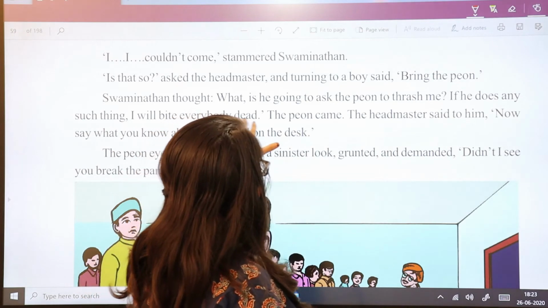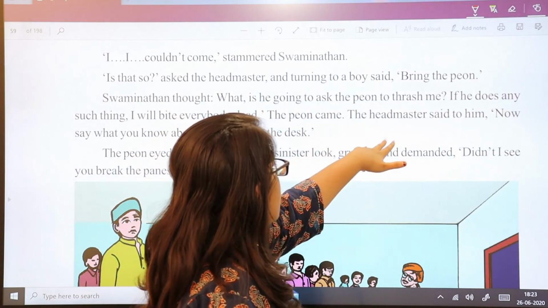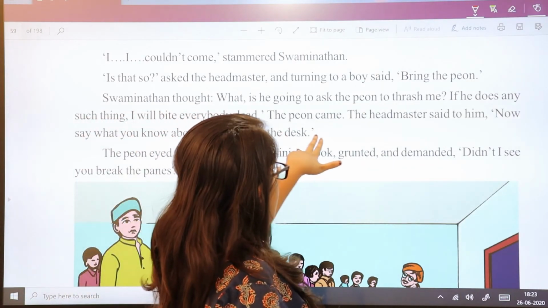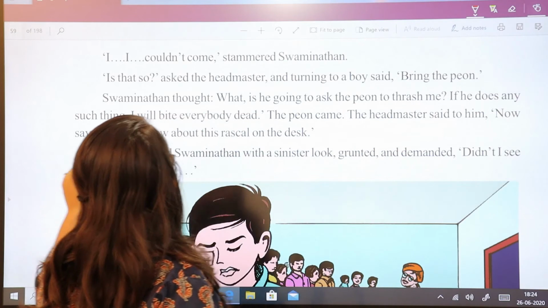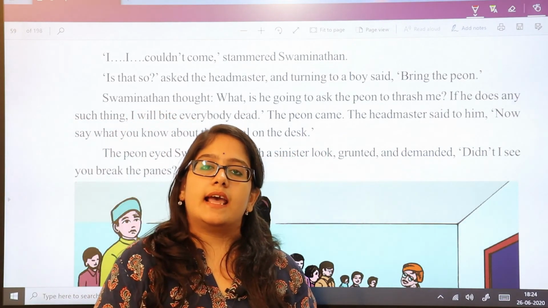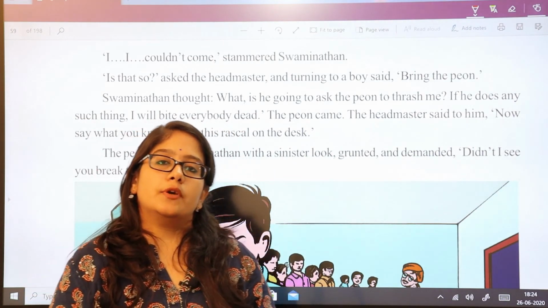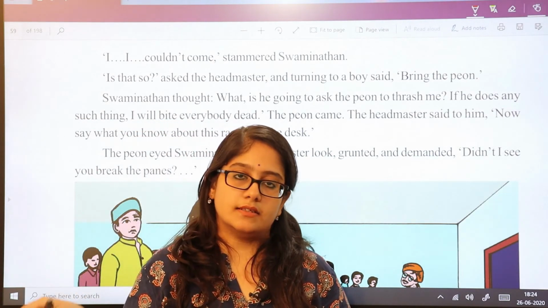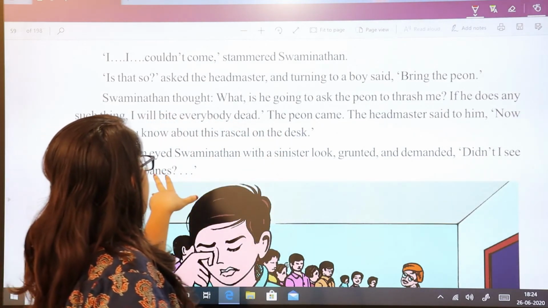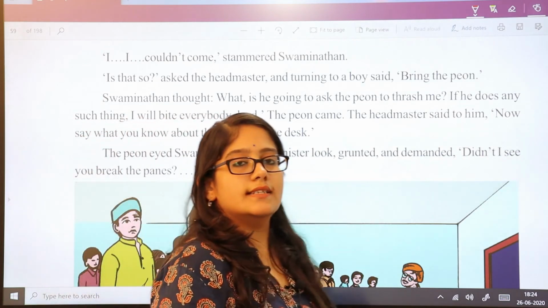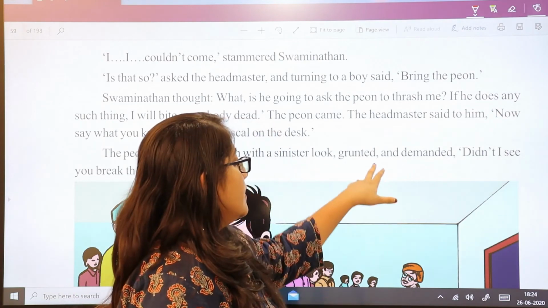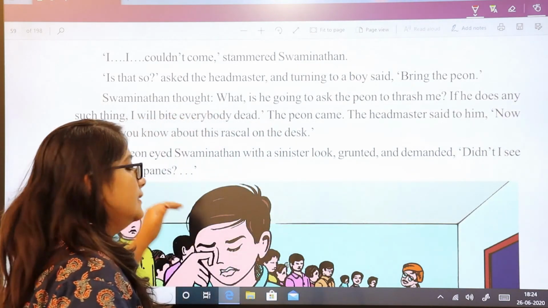Swaminathan thought, what is he going to ask the peon to thrash me? If he does any such thing, I'll bite everybody dead. The peon came. The headmaster said to him, "Now say what you know about this rascal on the desk." So the peon comes there and the headmaster asks the peon, "What do you know about this rascal, this worthless person on the desk?" The peon eyed Swaminathan with a sinister look. Sinister means very evil, very bad, dangerous look, and demanded, "Didn't I see you break the panes?"